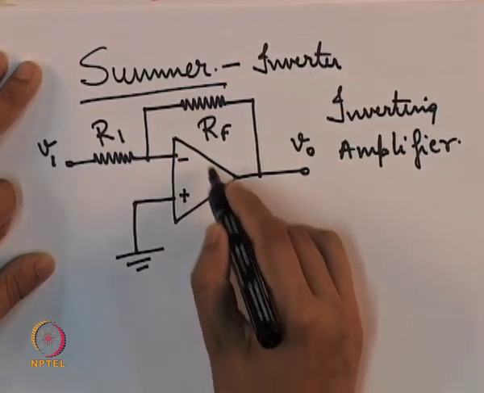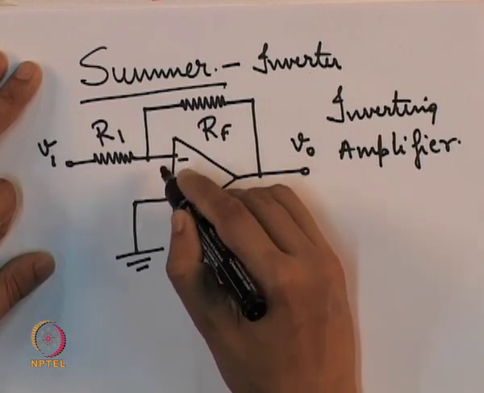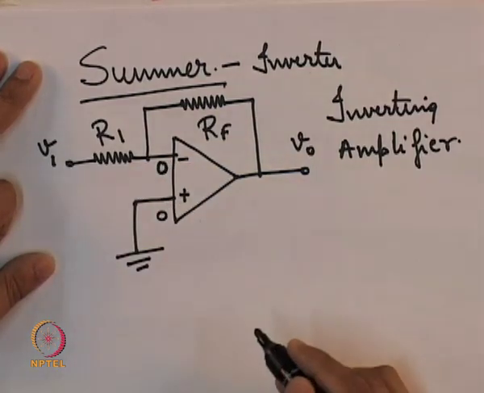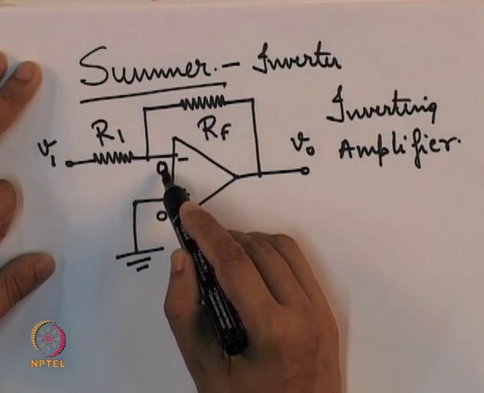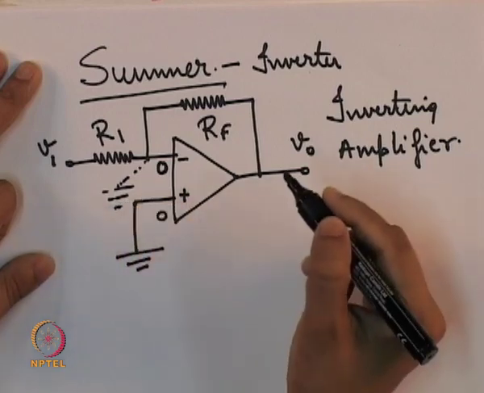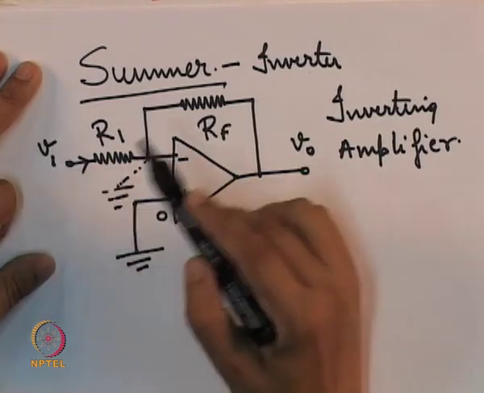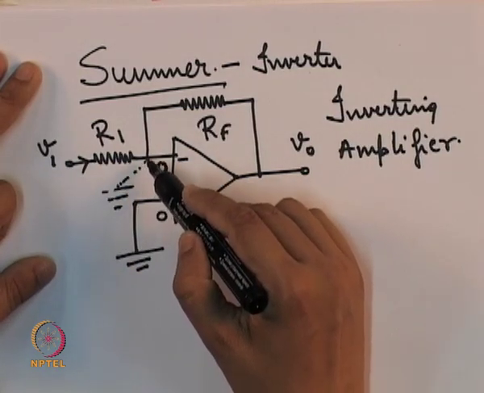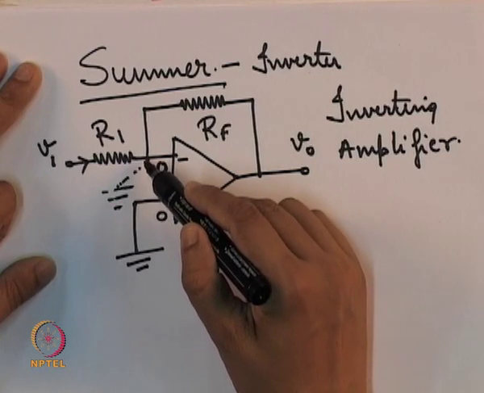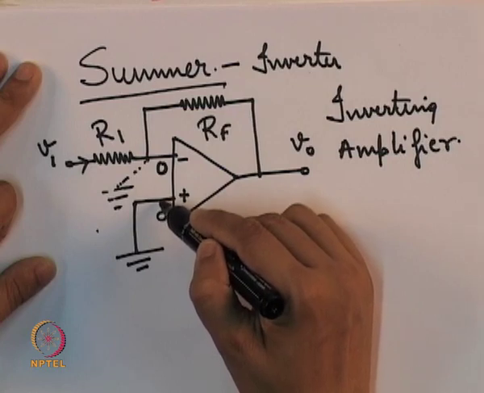Now since this is an ideal op-amp, there is a virtual short present between the inverting and non-inverting terminals. Therefore, the voltage here is 0, the voltage here is also 0. If this is 0 voltage, then there is what we call a virtual short, and virtual short means that whatever be the input voltage, this point will keep on acting like a short. It is not really connected to the ground, but for all practical purposes it acts like a short, because this voltage will always be the same as this voltage, which is 0.